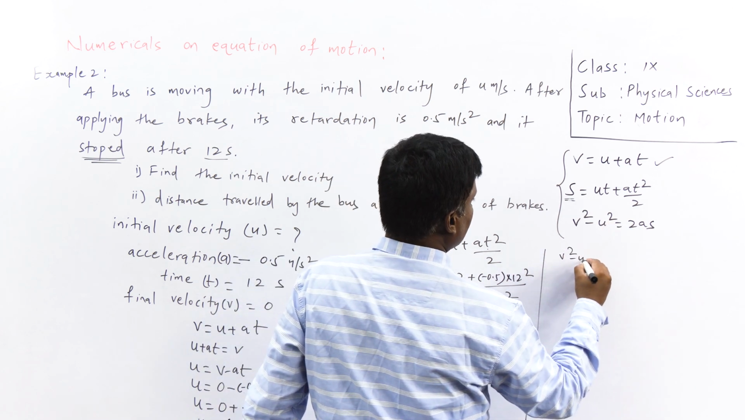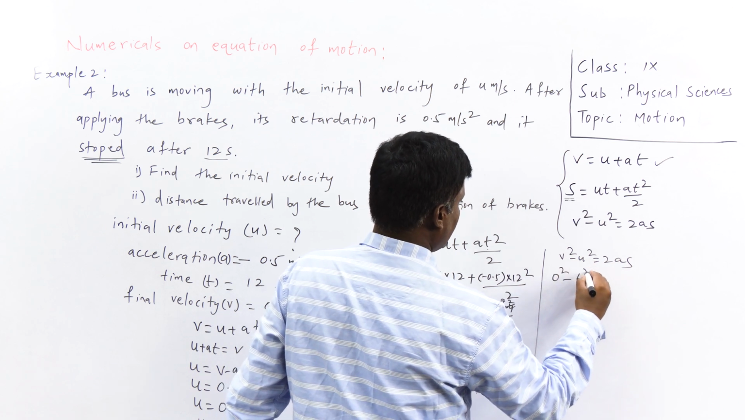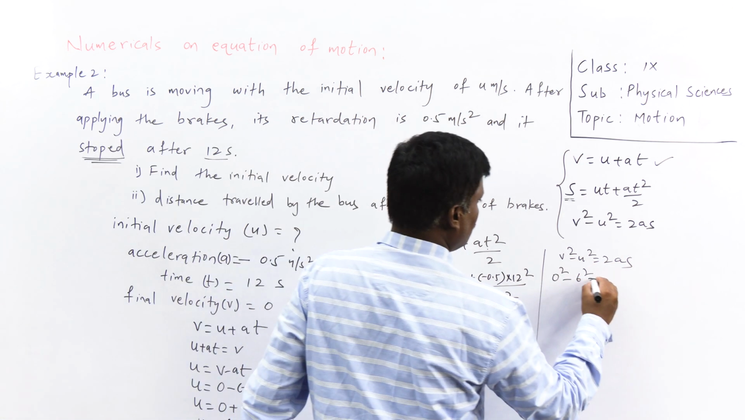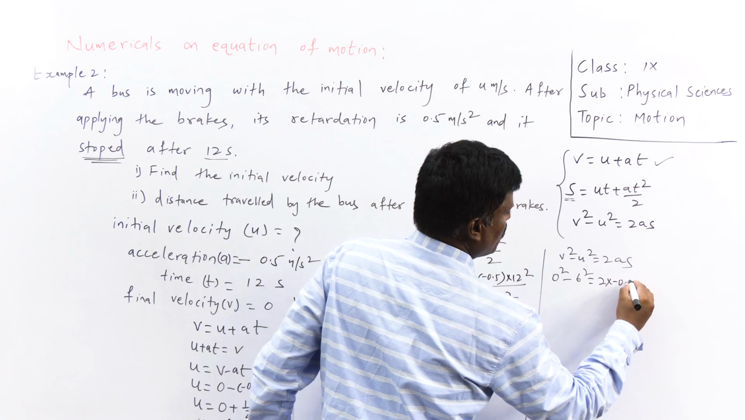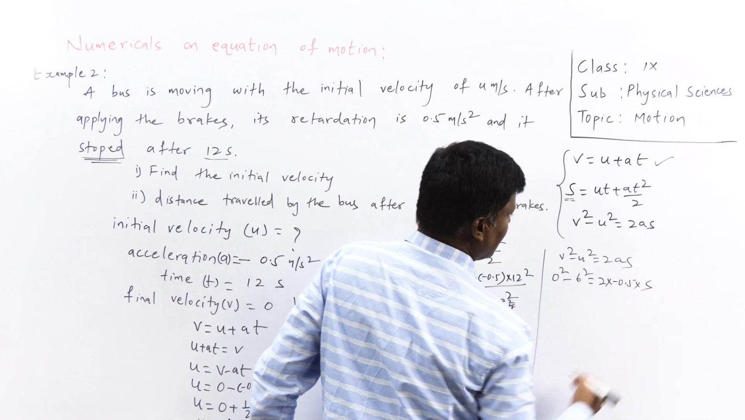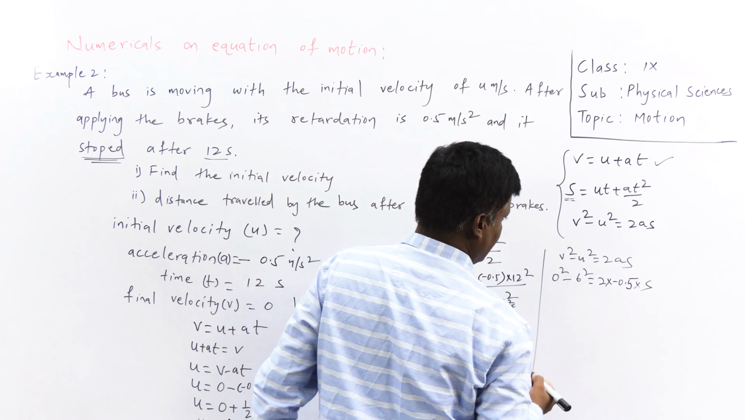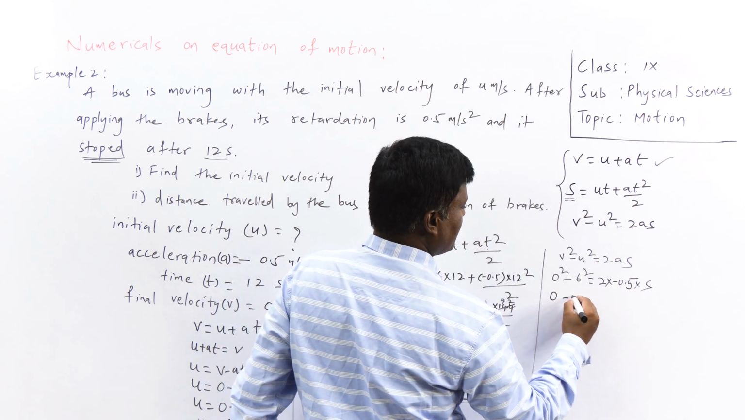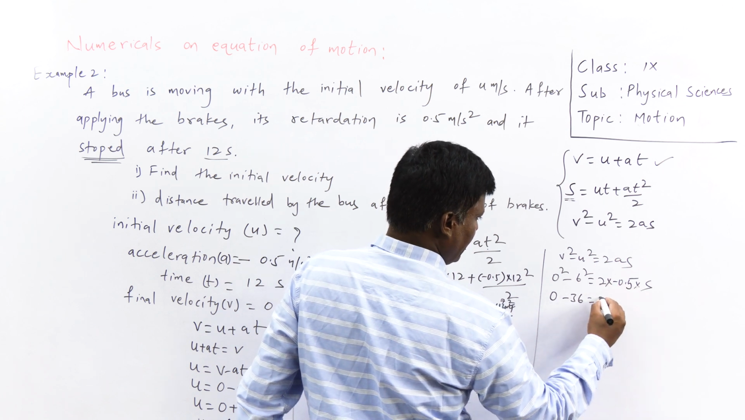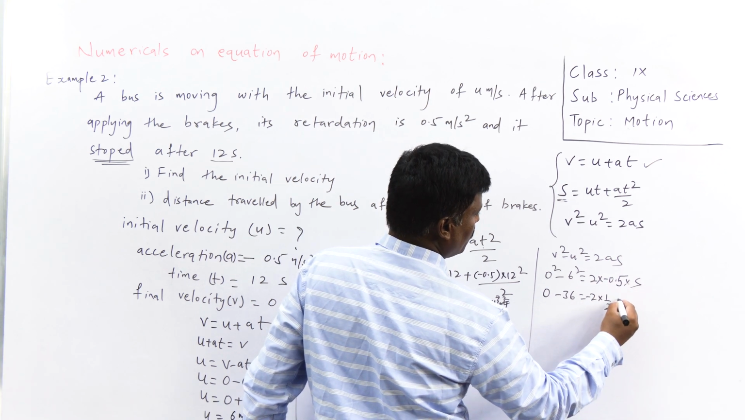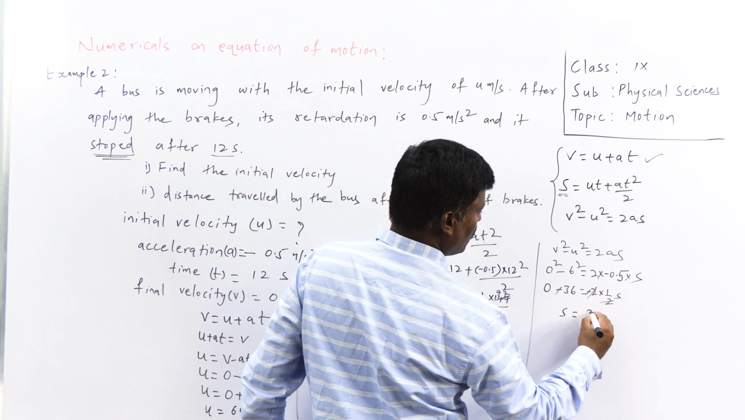v square minus u square is equal to 2as. What is the v value? 0 square. What is the u value? 6 square. We got the u value 6, right? Is equal to 2 into, what is the a value? Minus 0.5 into s, which should be calculated. Now 0 square is 0, minus 6 square is 36, is equal to 2 into 0.5. 0.5 can be written as 1 by 2, so the 2s cancel. Minus minus cancel. Then s is equal to how much?